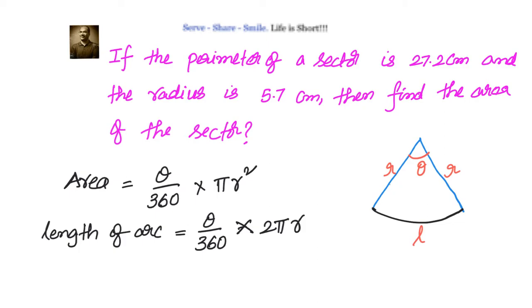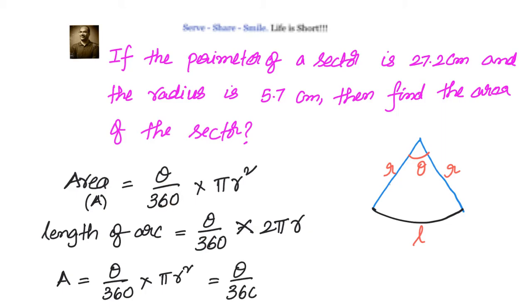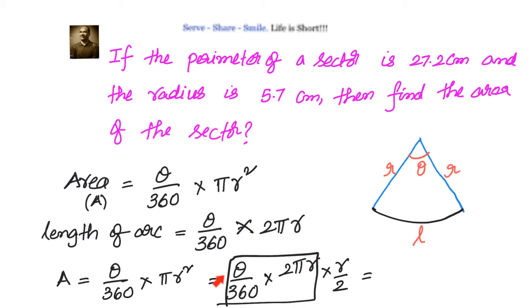So can we write down area in terms of length of arc? Because if we know the perimeter, we know the radius, then we can easily find out length. So area equals theta by 360 into pi r square. Since area and the length of arc, both of them have theta by 360, only this term I need to manipulate. So I'll write down pi r square as 2 pi r into r by 2. And this theta by 360 into 2 pi r is equal to length of arc L. So can I go ahead and write down area of the sector is equal to L into r by 2.